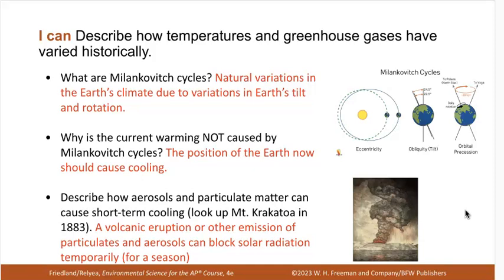Okay, you also need to understand that aerosols and particulate matter can cause short-term cooling. This is Mount Krakatoa in 1883. It was a volcanic eruption that blocked solar radiation for a whole year, and there was famine in places like Europe. Mount Krakatoa was in Indonesia, which is in Asia, but the effects were felt all over the world. There was so much ash spewed into the atmosphere that it made everything colder. It blocked solar radiation for a whole year, and crops didn't grow, and it caused hardship.